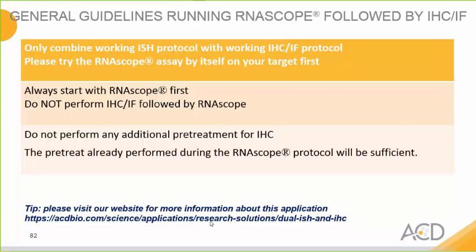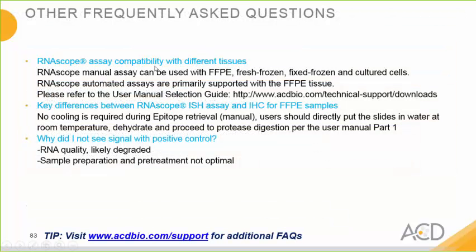Okay, so some other frequently asked questions are about compatibility with different tissues. Our manual assay can be used with FFPE, fresh frozen, fixed frozen, and cultured cells. And the automated assays are primarily supported with FFPE. Please refer to the user selection guide. The key difference between the RNAscope technologies and IHC for FFPE samples is there's no cooling required during target retrieval. In fact, once the target retrieval is done, it's important to take it out and directly put it in water at room temperature, and then dehydrate and proceed to protease digestion.